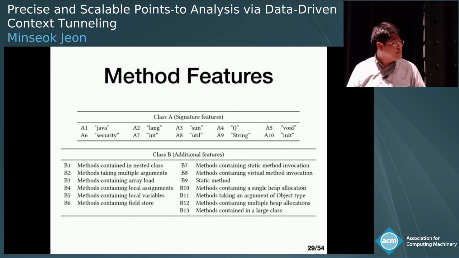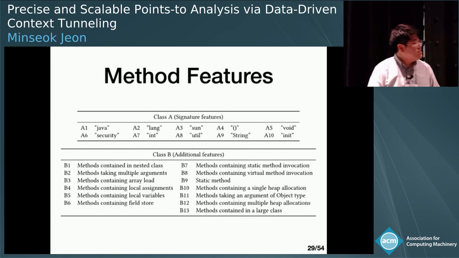Actually, I have one question. Have you tried using the output of your context tunneling analysis in a client analysis like taint analysis or something, and seeing what kind of difference it can make in precision? I did only pointer analysis.